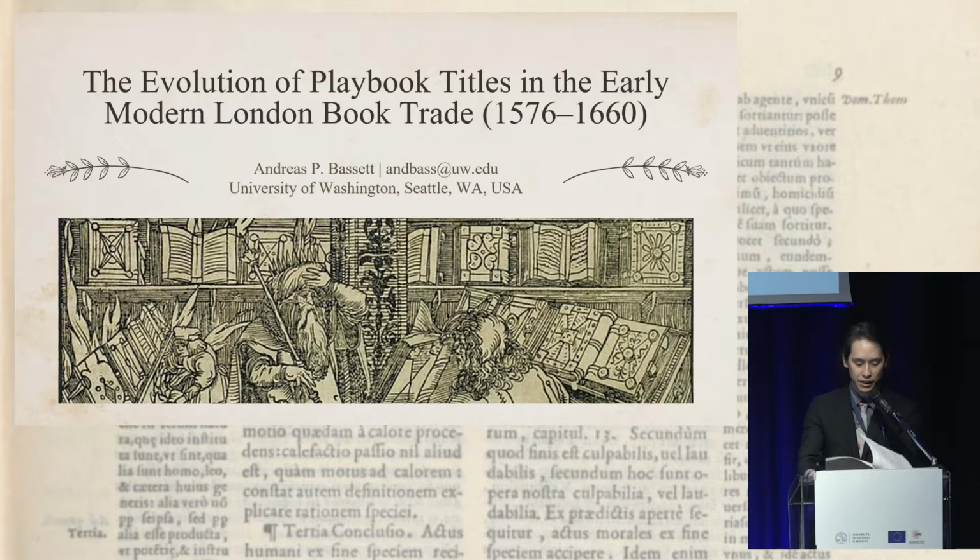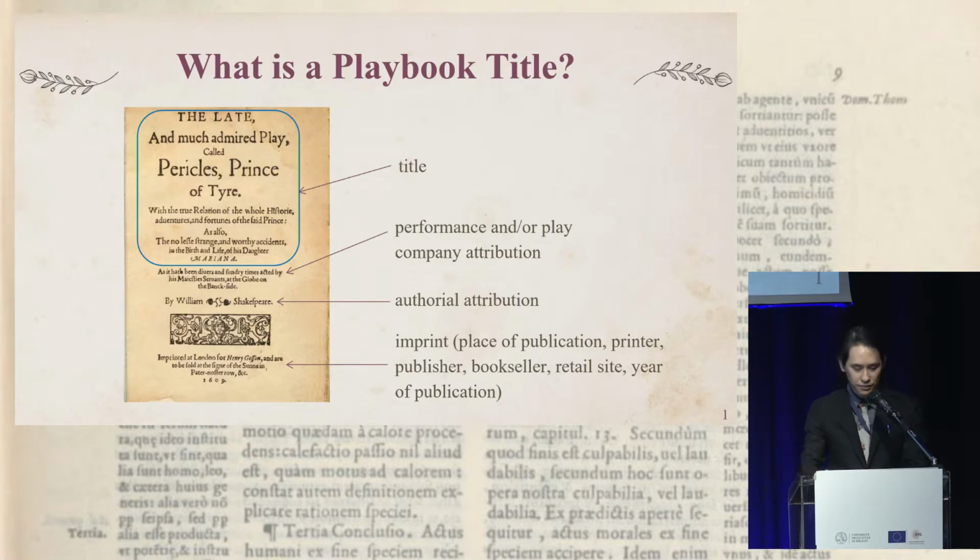Before proceeding, it may be helpful to clarify what is meant by and constitutes a playbook title. The early modern dramatic title page is generally demarcated into the following distinct textual components, or peritexts as Gérard Genette puts it, in order of their usual appearance from top to bottom. Title, authorial attribution, sometimes with editorial pledges, record of performance and/or play company attribution, and the imprint, though it should be noted that some of these components other than the title were occasionally omitted.